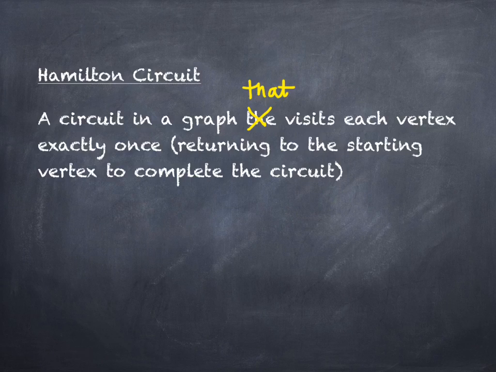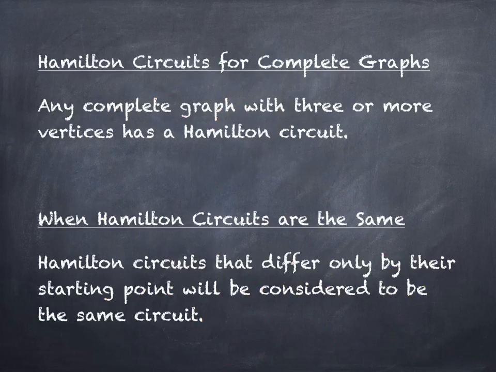This is different than the Euler circuits. Euler circuits visit each edge, or go along each edge, once and then return to the starting point. So in Hamilton circuits, we have items.